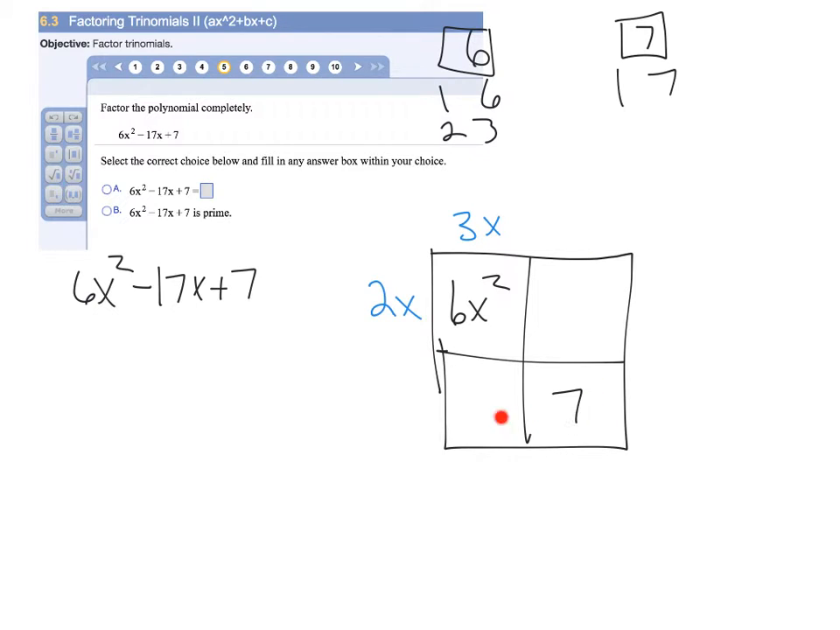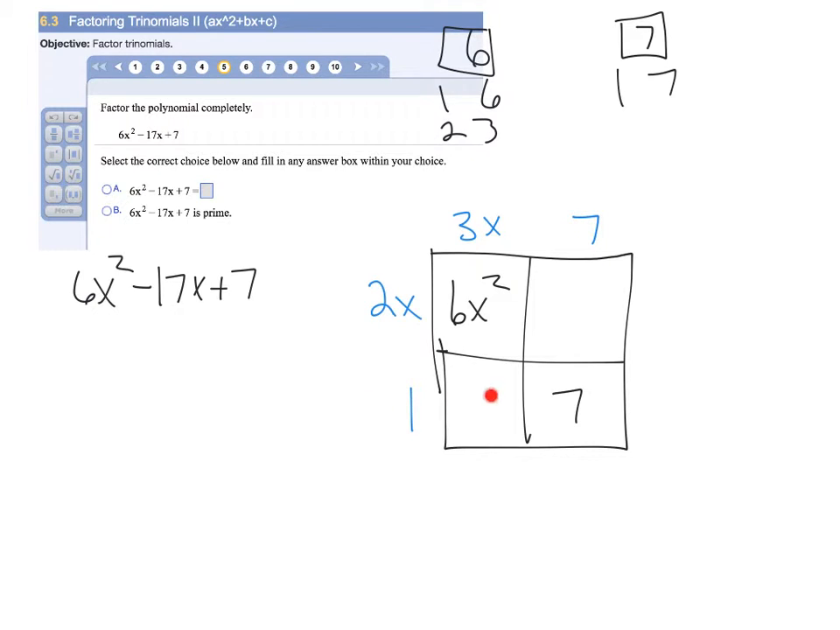So now I'm going to start focusing on my 7. So I need to figure out, of course, there's only one way to get 7, 1 times 7, or I could do 7 times 1. All right, and so I'm going to guess, and I'm going to put the 7 here, and I'm going to put the 1 here. It's a pure guess.